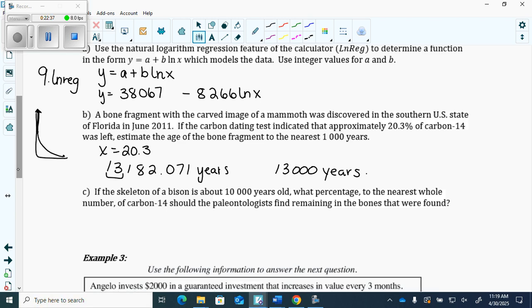If the skeleton of a bison is about 10,000 years old, what percentage, to the nearest whole number, of carbon-14 should paleontologists find remaining in the bones? So now we have y, right? So our y2 is 10,000. If our y max is not bigger than 10,000, we aren't seeing it. Second, trace, 5, enter, enter, enter, and we get 29.8. What do they want, the nearest whole number? So 30%.